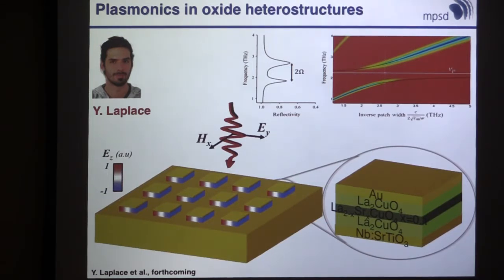Now, an important thing is that this may work with superconductors, but it could work with something else. It could work with ferroelectrics. We could cool other things. So this is, again, a work in progress.